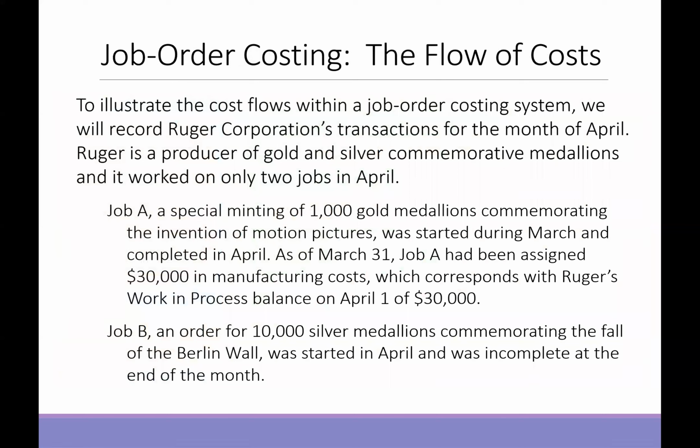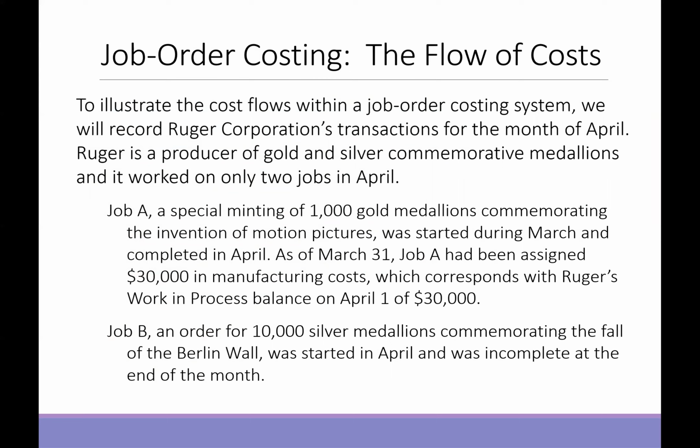So to look at how this works, we're going to take Ruger's Corporation. We're going to take these transactions for the month of April. It produces gold and silver commemorative medallions, and it worked on 2 jobs in April. Job A was a special minting of 1,000 gold medallions commemorating the invention of motion pictures, which started during March and completed in April.